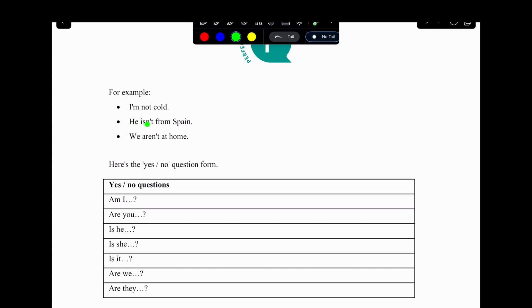He isn't from Spain. هو ليس من إسبانيا. He isn't from Spain. We aren't at home. نحن لسنا في البيت. We aren't at home. So هنا عندنا النفي negative.